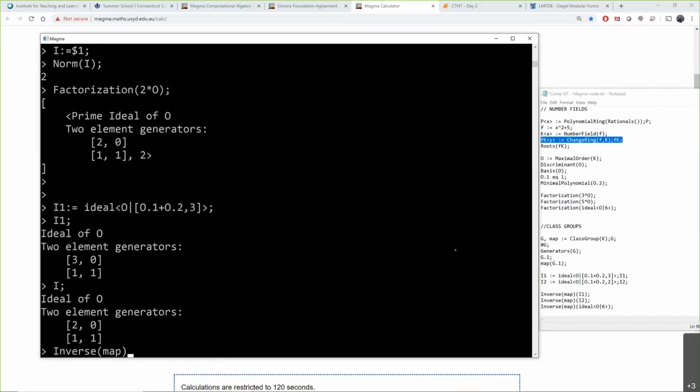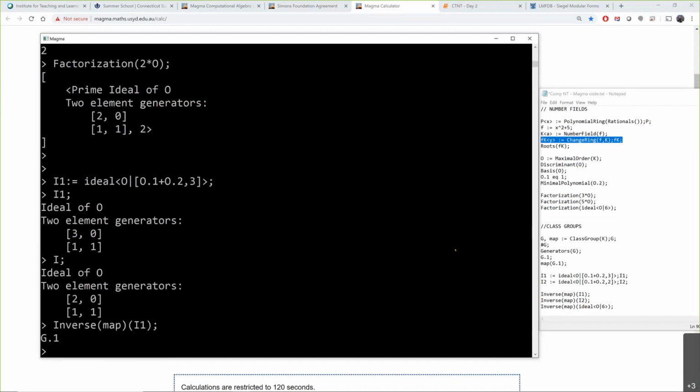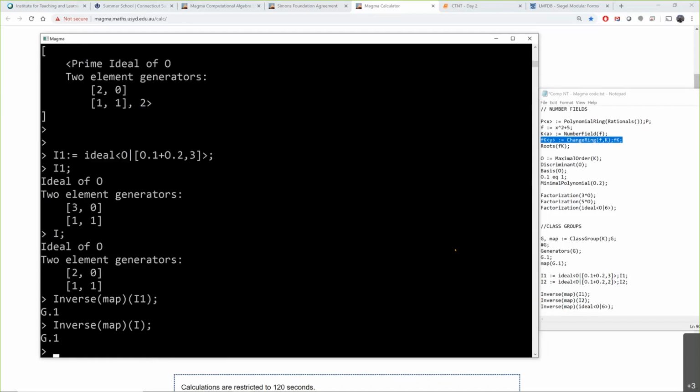So the map goes from the class group to ideals, that map that Magma generated. So the inverse map will bring ideals back into the class group. And you see that I1 is non-trivial in the class group, it is a generator of the class group. Let's see what happens with I. So the prime above 3 is not principal. This prime above 2 is not principal.